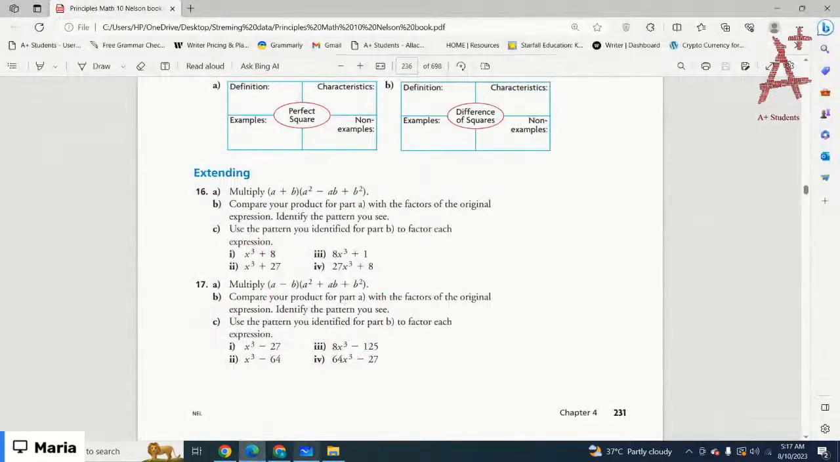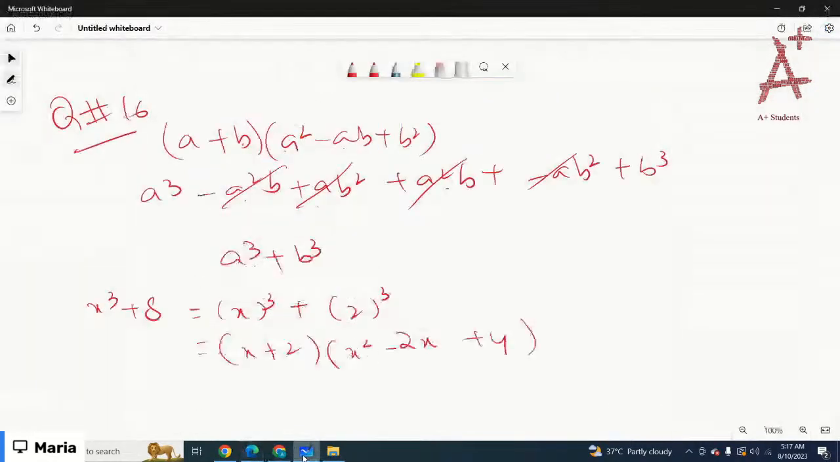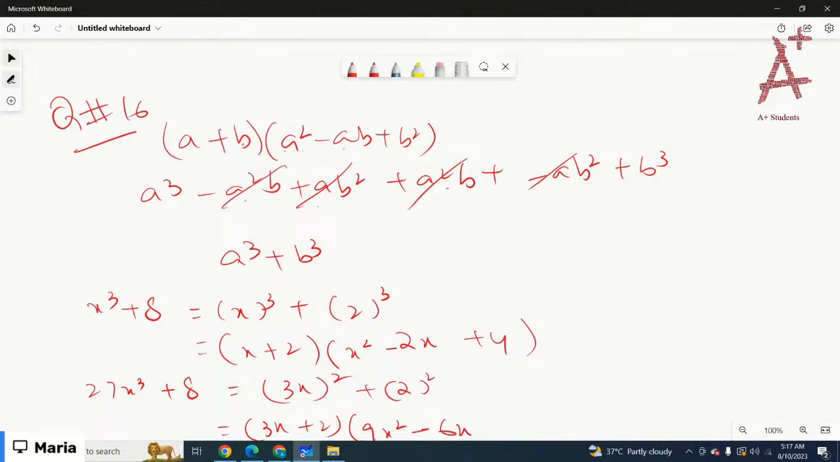Let's just do another one. 27x cube plus 8. Okay, 27x cube is the cube of 3x and 8 is the cube of 2. So just rewrite it, it would be 3x plus 2, and you have 9x square minus 2 times 3x is 6x, plus 4, right?